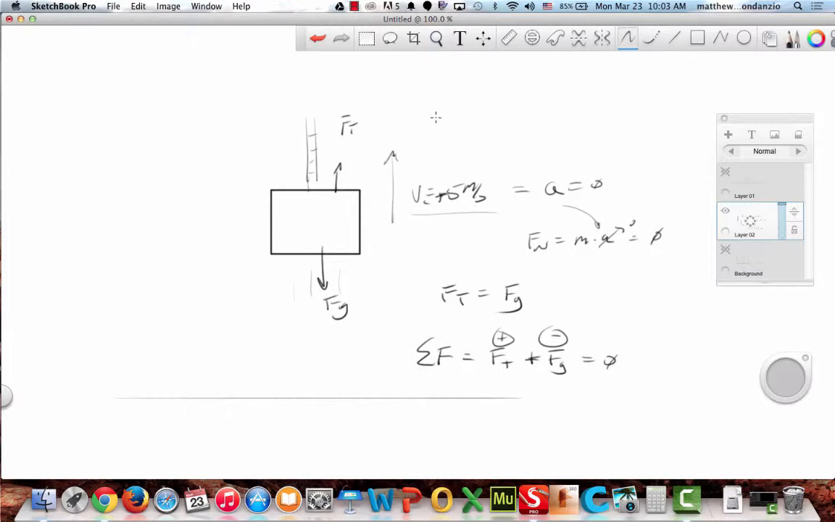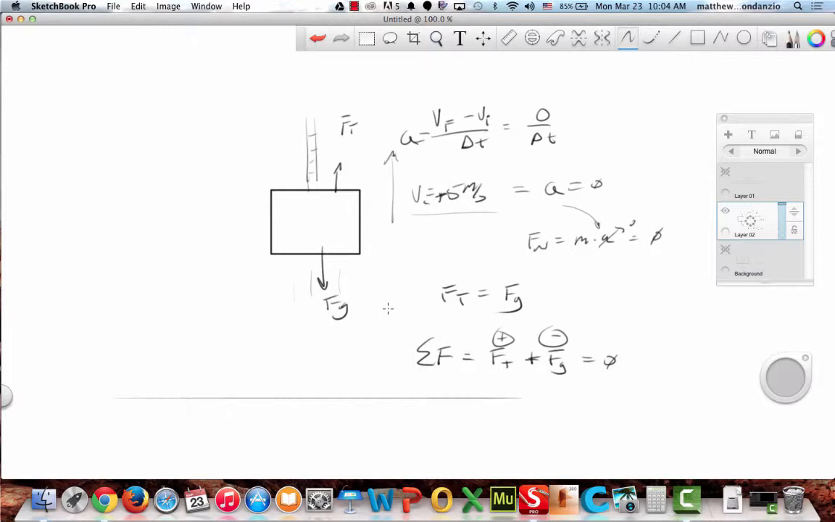Because if it's constant, that means velocity final minus velocity initial over my delta time is equal to 0 over my delta time, and that's equal to my acceleration, right? Because velocity final and velocity initial are the same if it's constant. I'm at 5 meters a second at the beginning of time, I'm at 5 meters a second at the end of time. 5 minus 5 is 0.